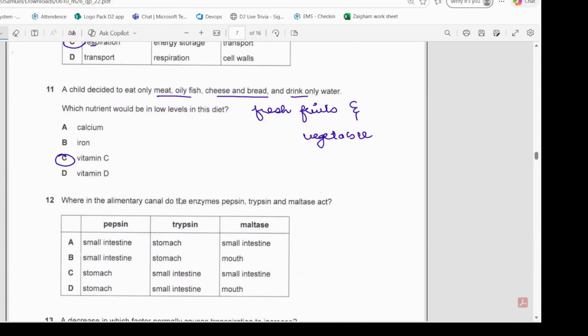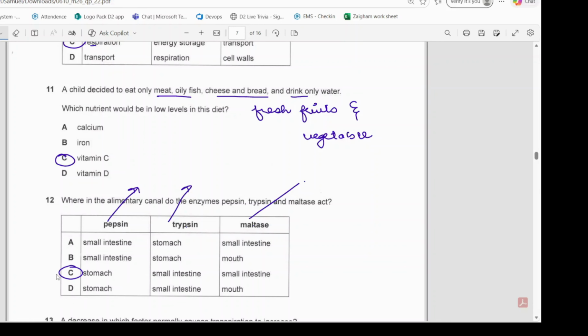Where in the alimentary canal do the enzymes pepsin, trypsin, and maltase act? Okay, pepsin is in the stomach, trypsin in pancreatic juice, basically small intestine, and maltase, wait, again is small intestine. It is produced by the epithelial lining of the small intestine. The answer is C.